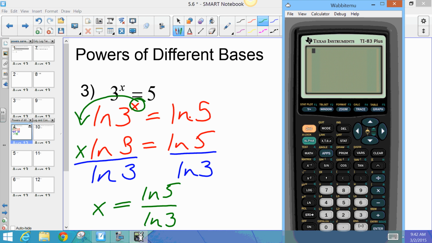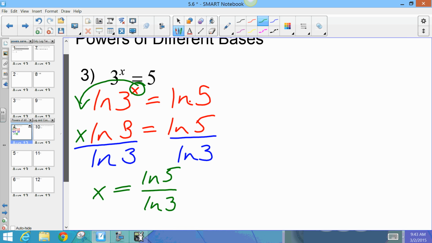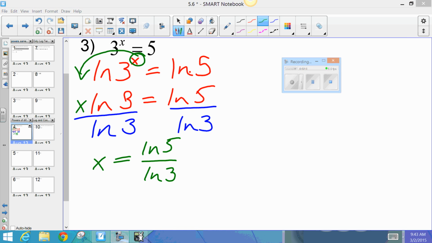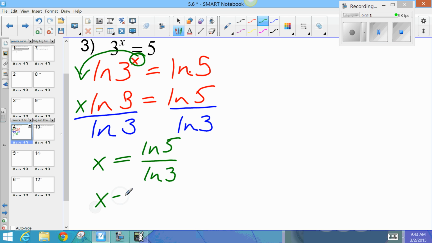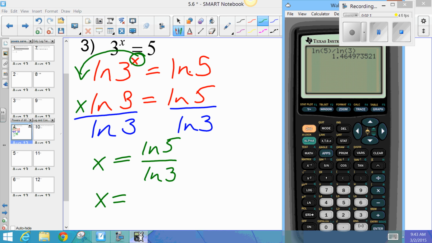So in the calculator, the natural log of 5 divided by the natural log of 3 equals. So x equals, I'm going to round this to 4 places after the decimal, x equals 1.4649.